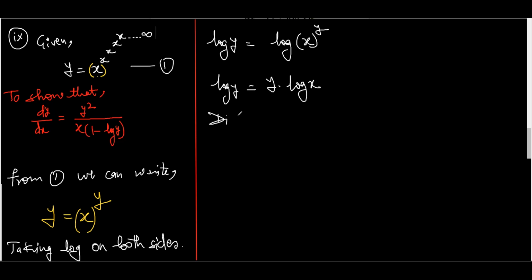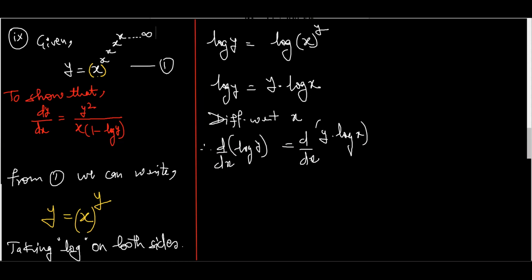Now I write differentiating with respect to x. The idea is when you have variable raised to variable, you take log on both sides so that variable raised to variable is removed. Now here I differentiate because I do not have variable raised to variable. Instead, I have the product of y and log x. So differentiating with respect to x, d by dx of log of y equals d by dx of y into log of x.